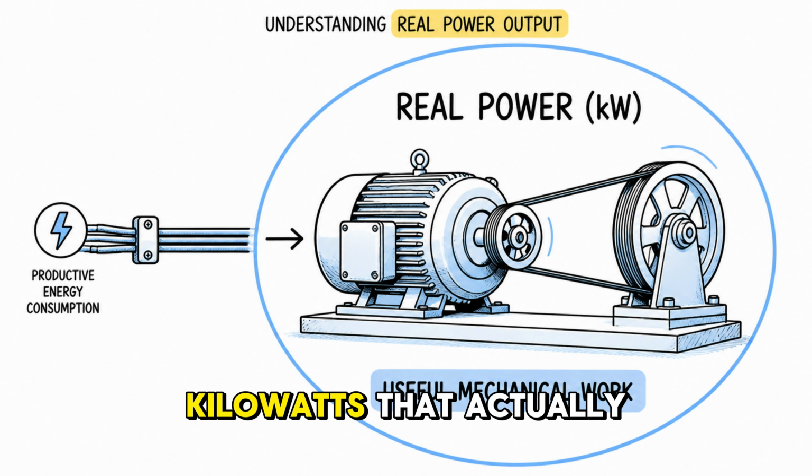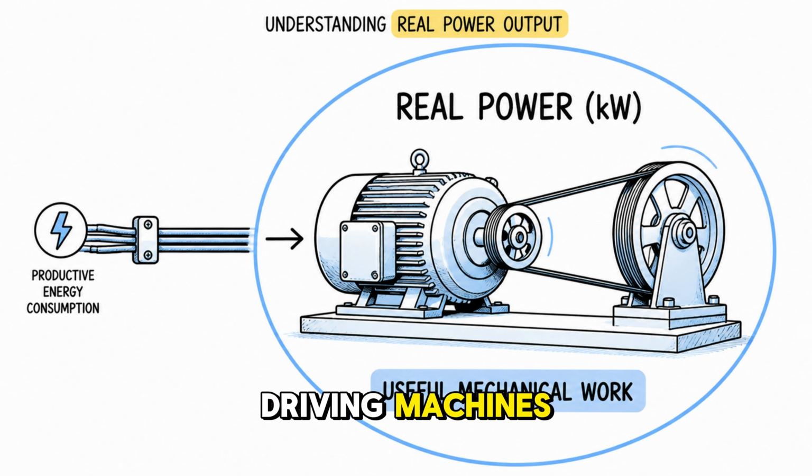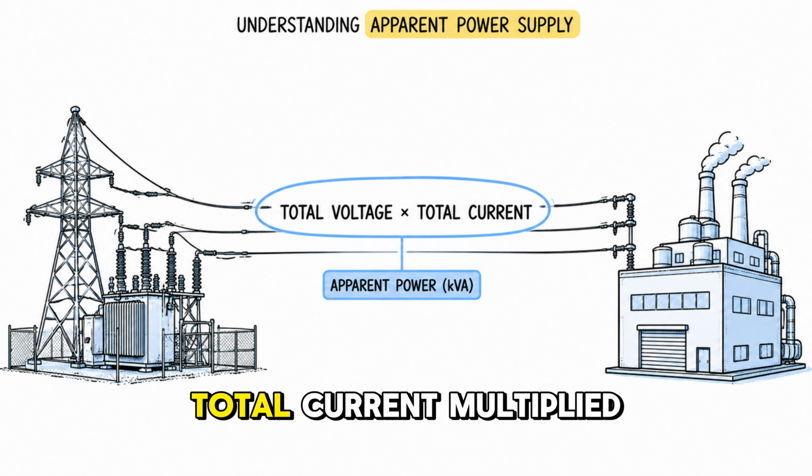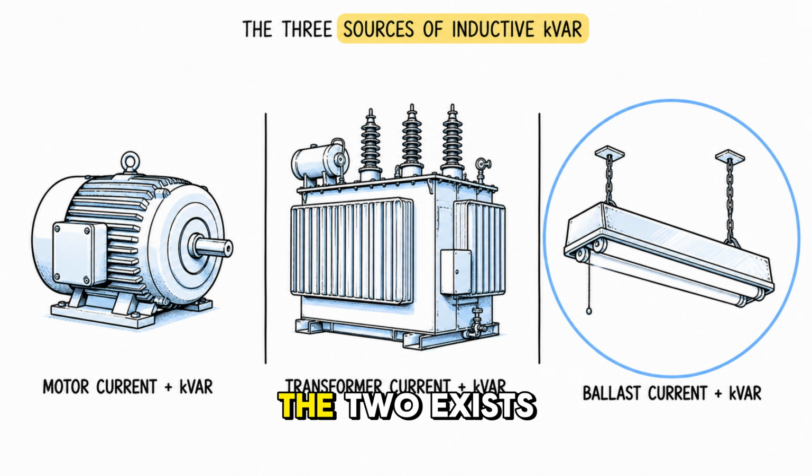Real power is the kilowatts that actually do useful work, running motors, producing heat, driving machines. Apparent power is the total current multiplied by voltage that the supply must deliver to get that real power to the load. The gap between the two exists because of inductive loads.